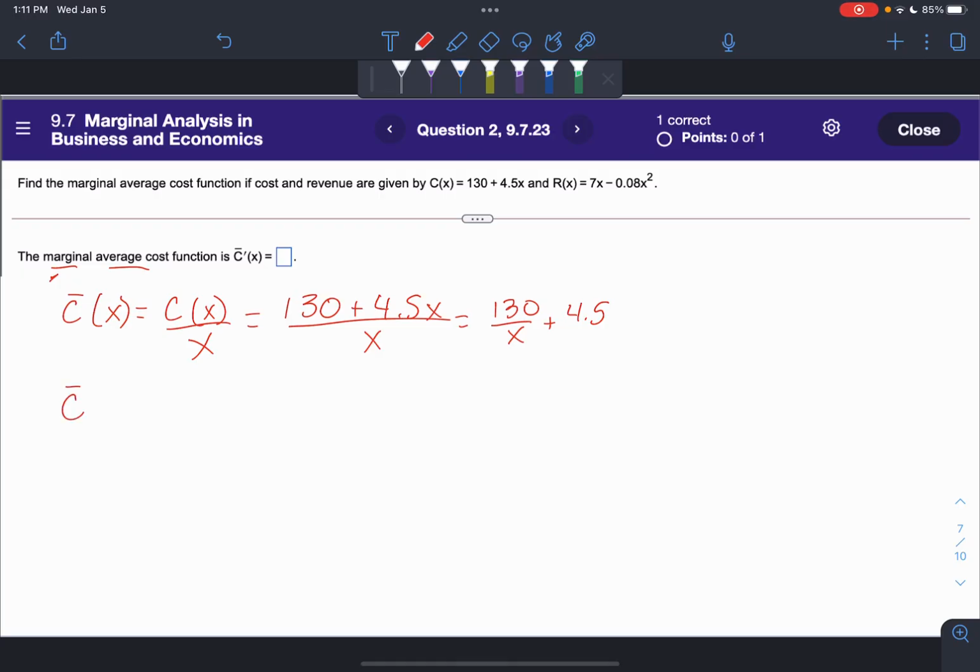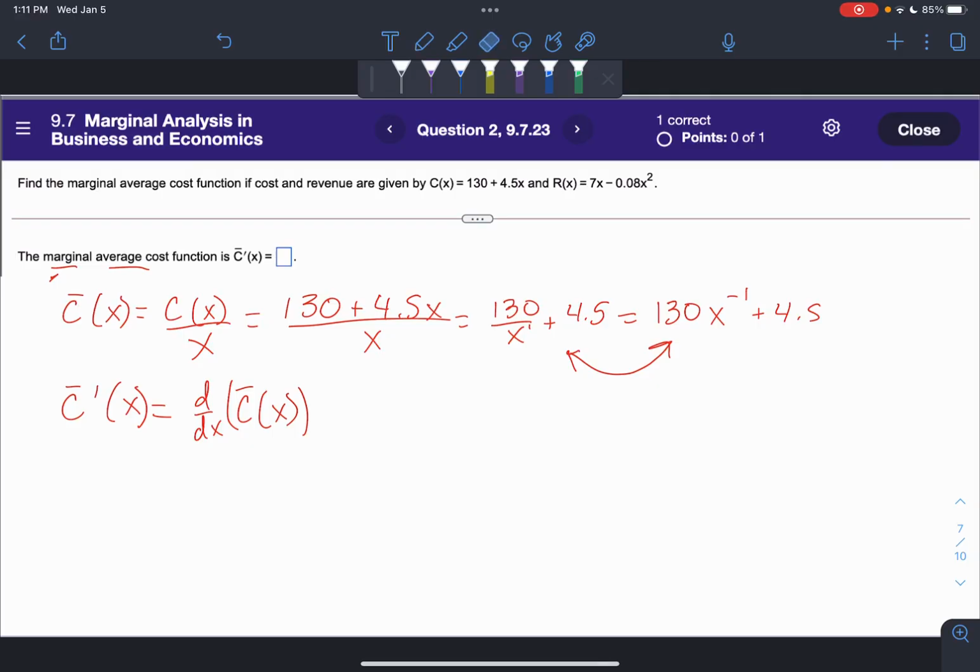So I want C bar prime of x. And so that means I'm going to take the derivative of my average cost function that we just found above. Now I'm going to rewrite the average cost function just to make the derivative a little easier. So I'm going to rewrite this x in the denominator and make it go in the numerator, but when I do that, the power, which is 1 here, needs to go negative. So all I did was rewrite these two.